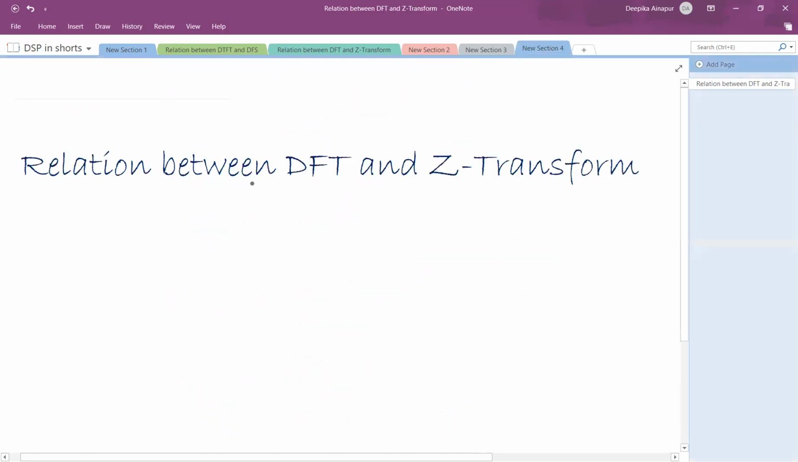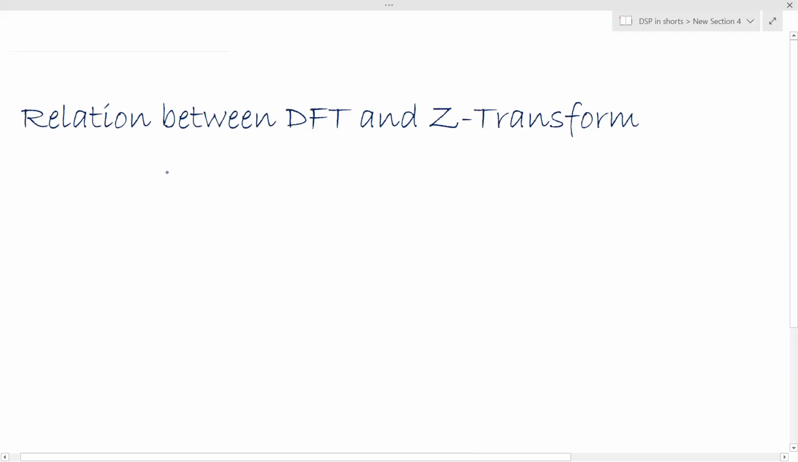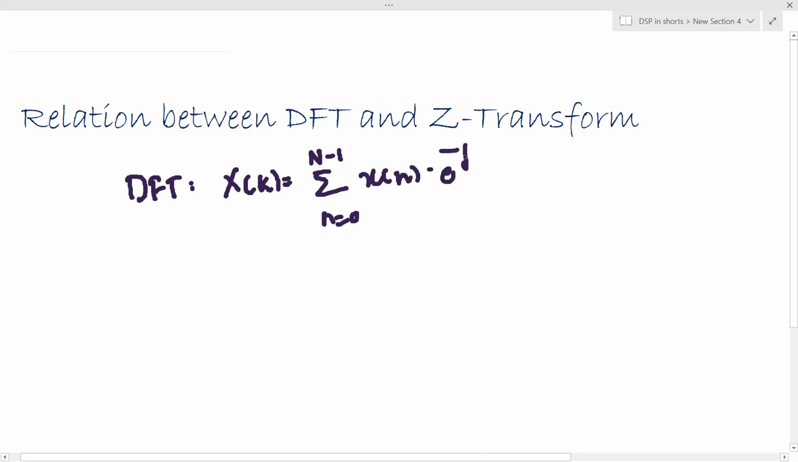Yes. Next, one more thing. We have to find out the relationship between the DFT and the Z transform. So first, write the equation for the DFT as it is. Start from the DFT. X of k will be equal to summation n equal to 0 to N minus 1 x of n into e raised to minus j 2 pi nk by N. So this is the equation. Name it as equation number 1.